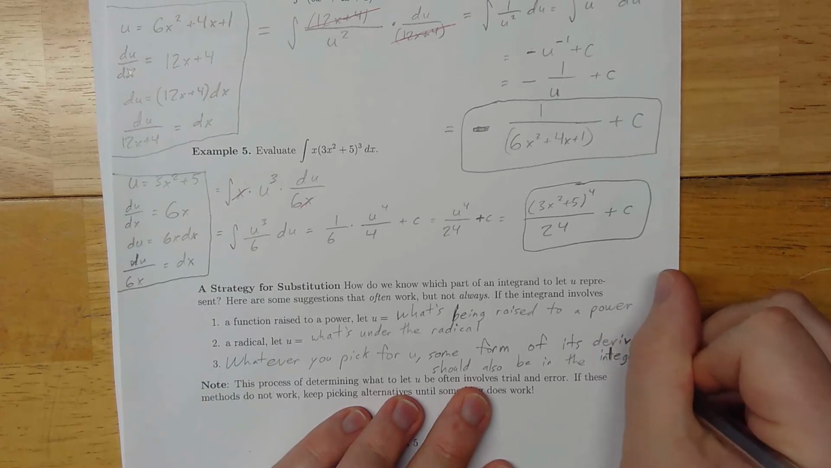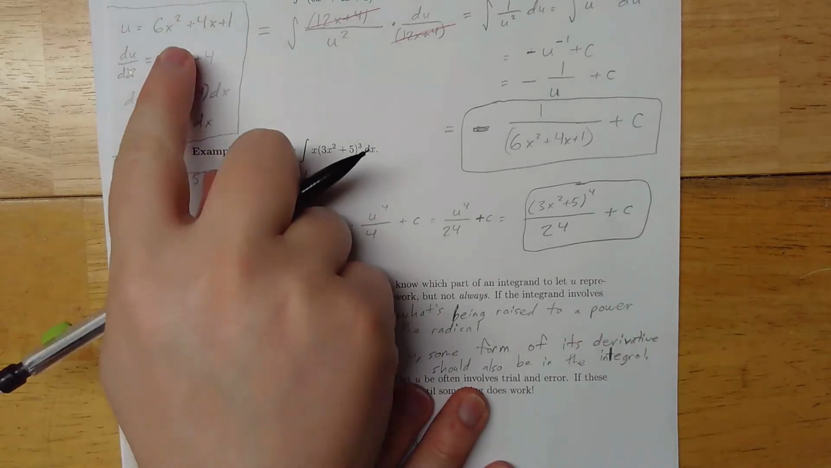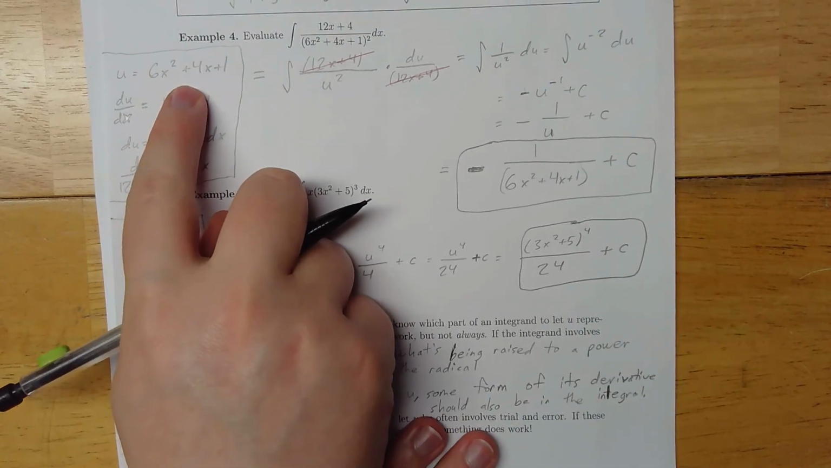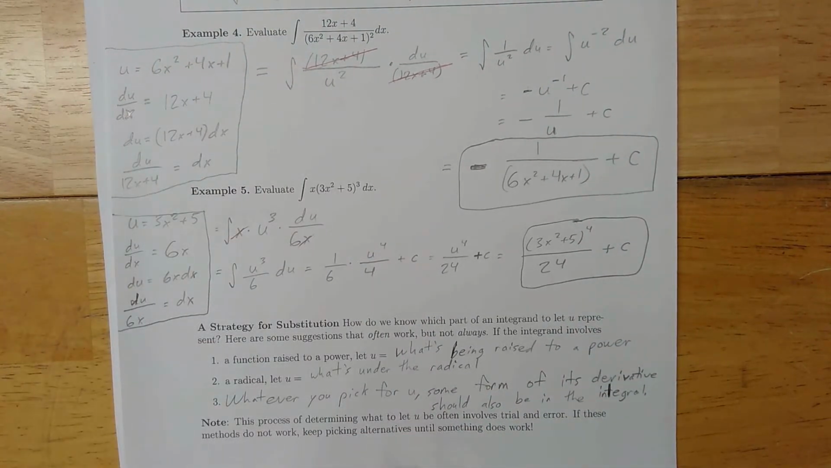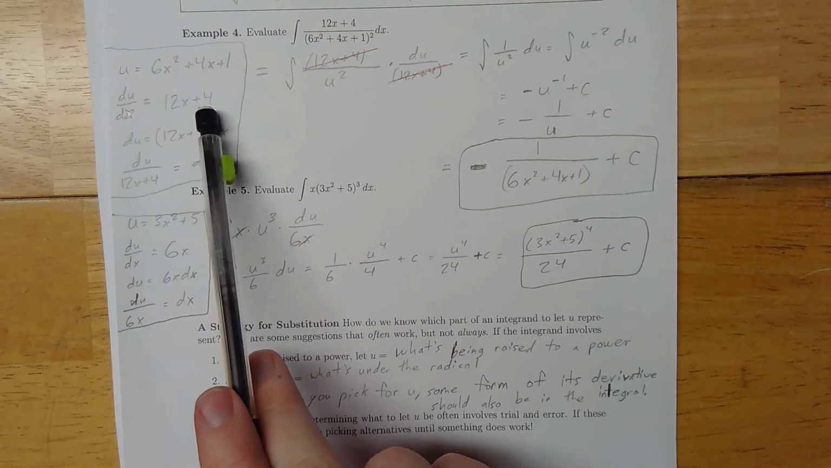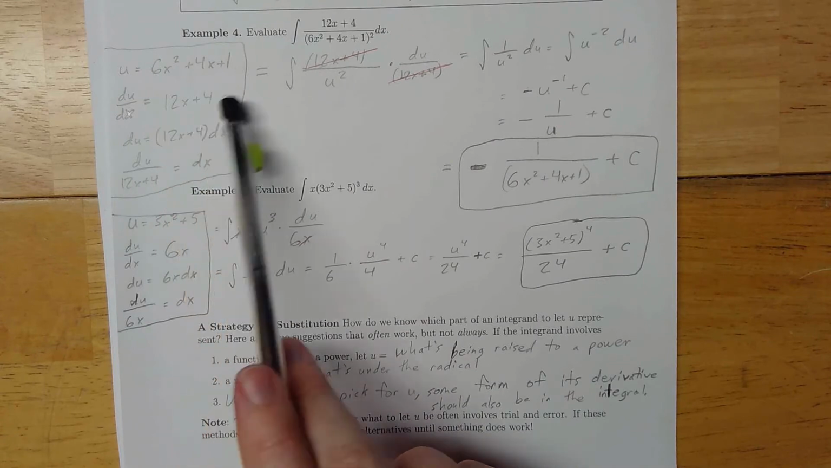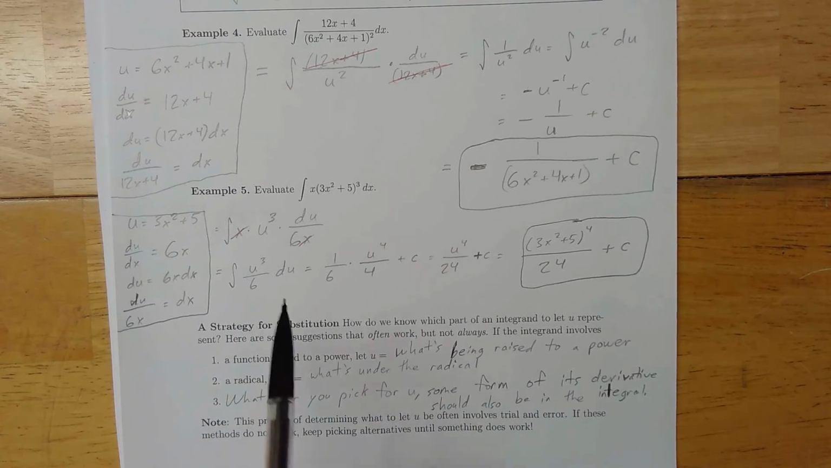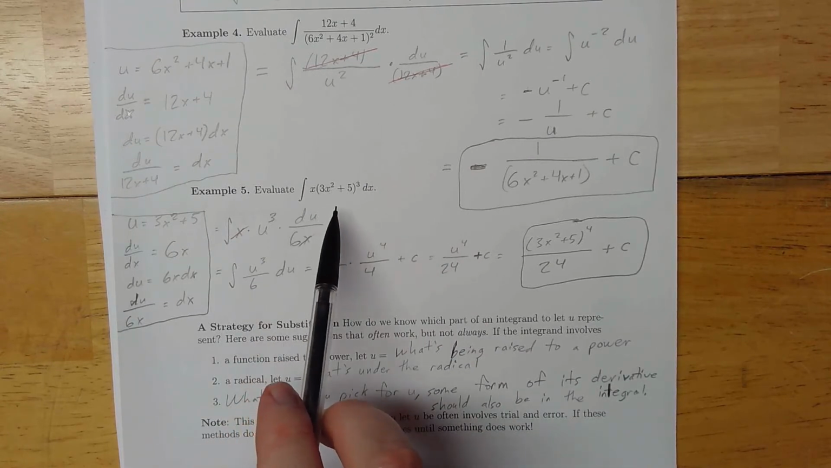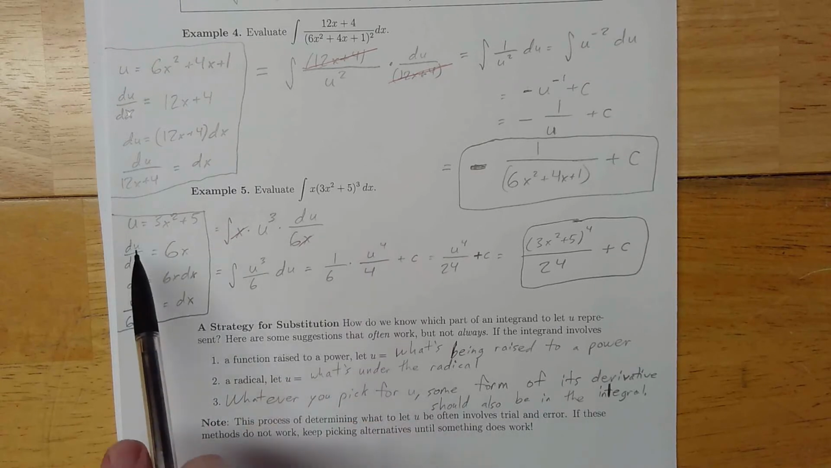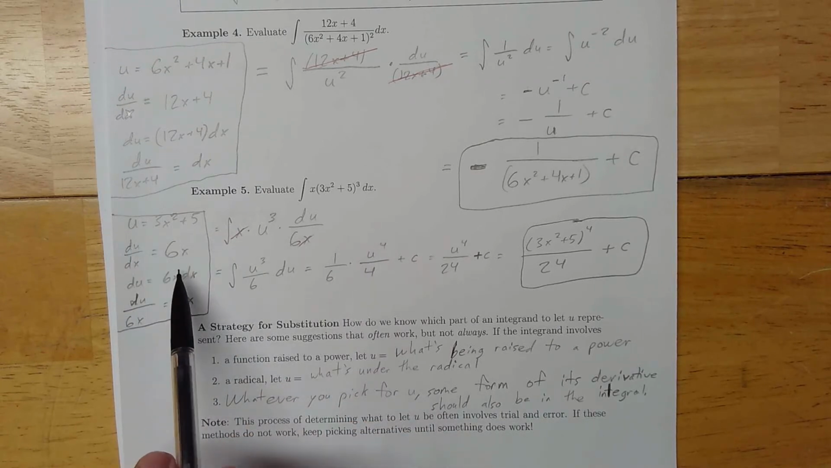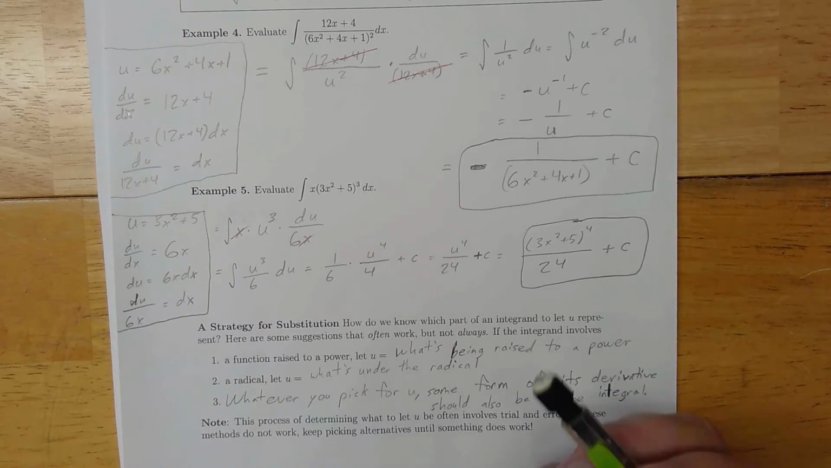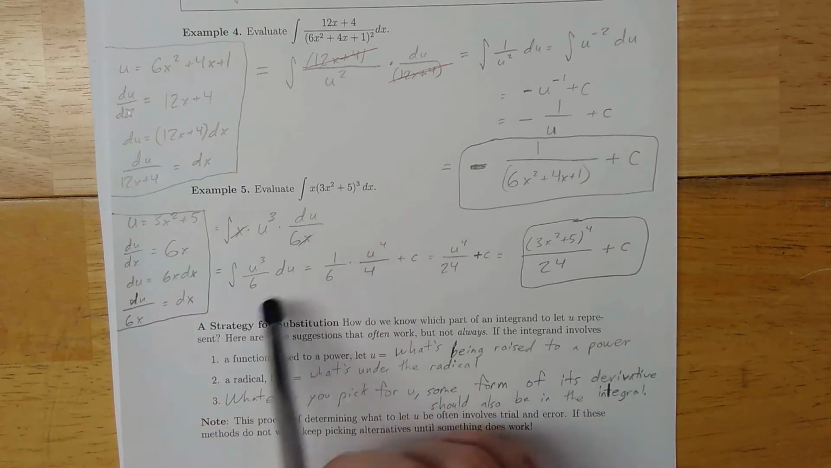What do I mean by that? Well, when we looked at making 6x squared plus 4x plus 1 our thing that we picked for u, the derivative of it would be 12x plus 4, which is in the problem, which is nice because then we got it to cancel out. When we looked at x times 3x squared plus 5 to the third, 3x squared plus 5's derivative was 6x. And while the whole 6x was not in the integral that we were trying to simplify, we still needed to make sure x went away.